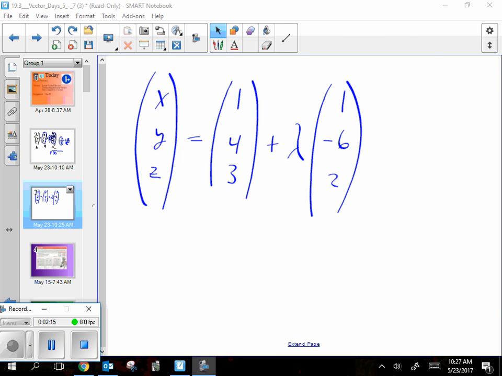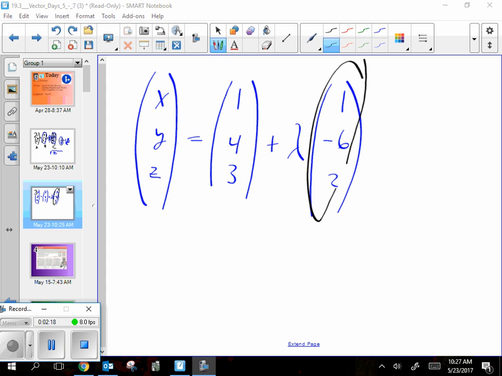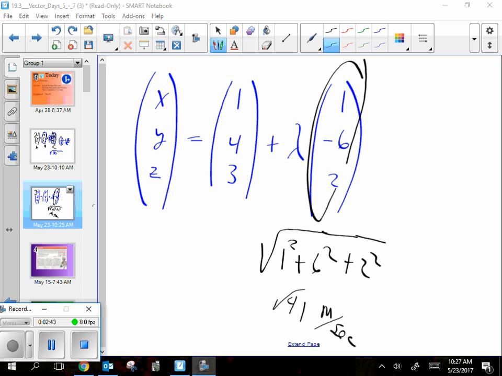Okay, that shouldn't have taken too long. That tells us our magnitude. Square root of 1 squared, 6 squared. Why didn't it say negative 6? It's not squared anyways. And then 2 squared, and that's going to make 36 and 4 and 1. That's square root of 41. But if I just said that, you lose, because you should have said that in, what was it again? Meters per second. And if I say you're going the square root of 41, that could be a zillion things.